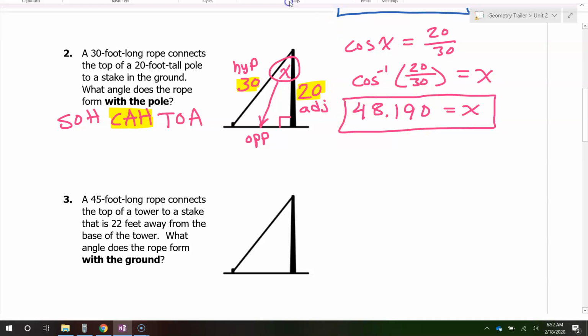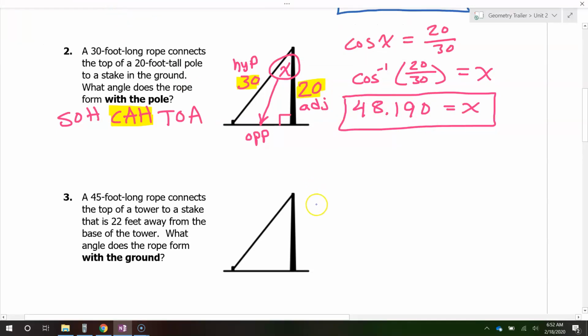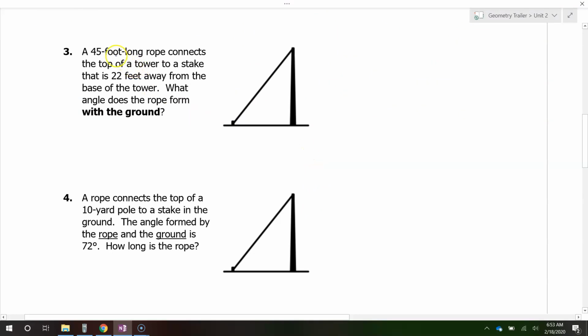Boom. Moving on to number 3. Okay, 45-foot long rope. So this is going to be 45 feet this time. Connects the top of a tower to a stake that is 22 feet away from the base of the tower. All right, so here's the stake right here. Here's the base of the tower. So it's saying that these are 22 feet apart, so this is going to be the 22.